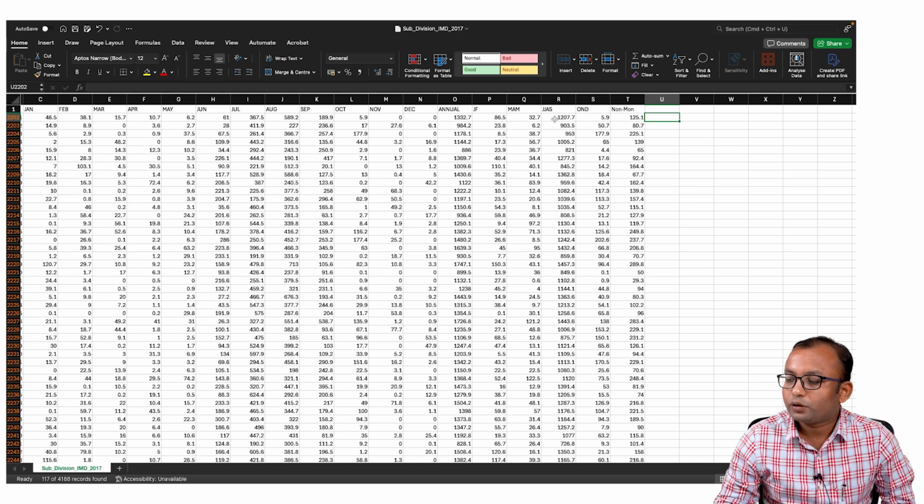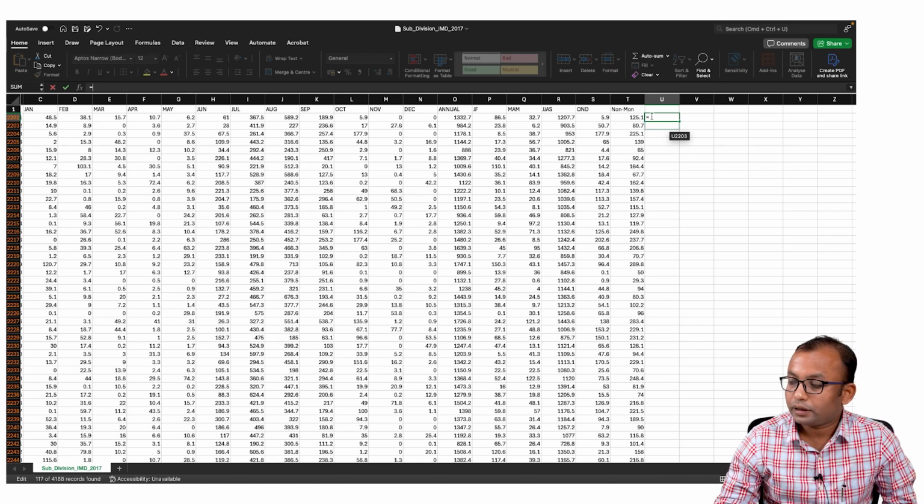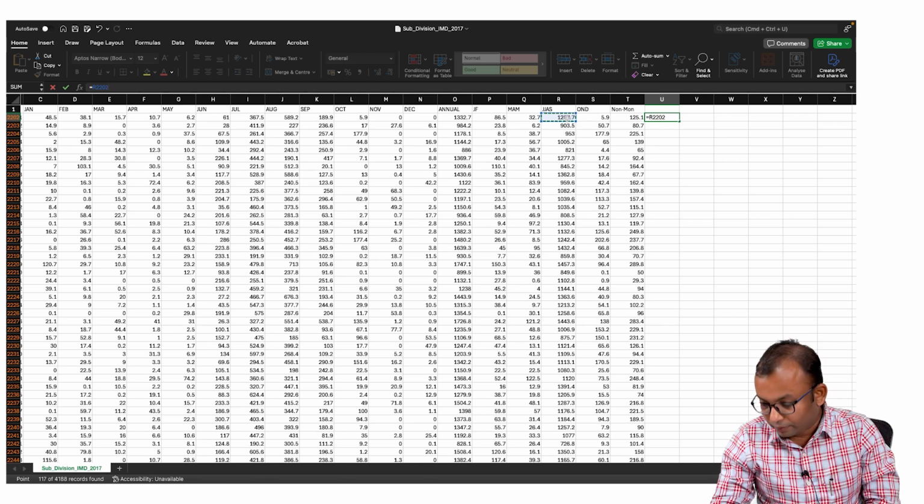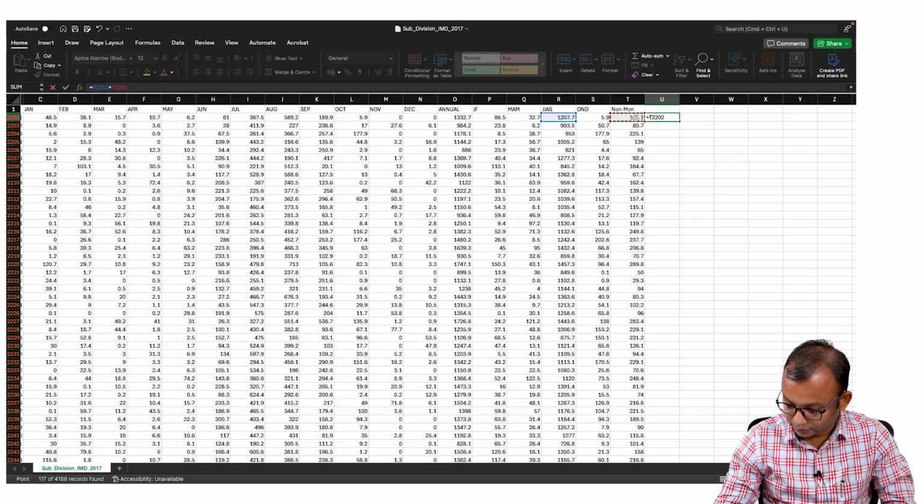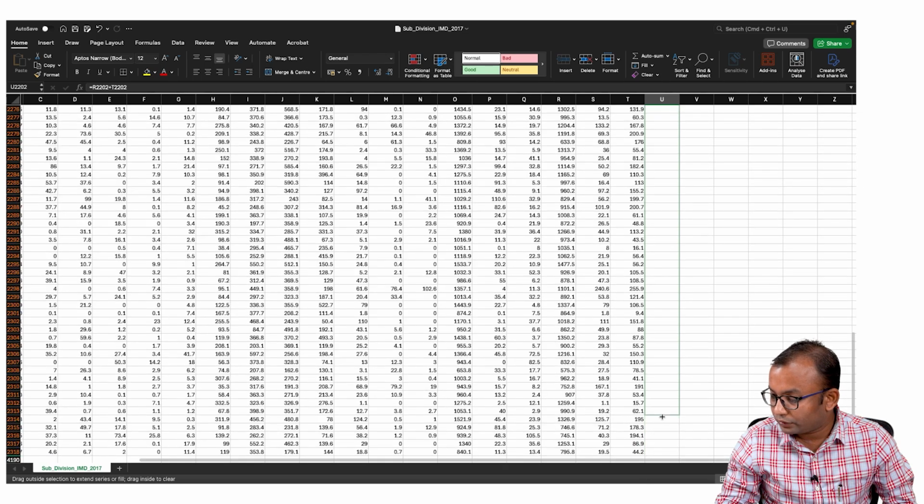Basically, this is your, let us say, JJAS, your monsoon month, and this is your non-monsoon month. You can take a sum of this, or it is already there, which is the annual value. You can cross check again. So, you can add here an equal sign, then monsoon month plus non-monsoon month, and then hit the enter button. And now, using this option, you can extrapolate all these values for the whole column.